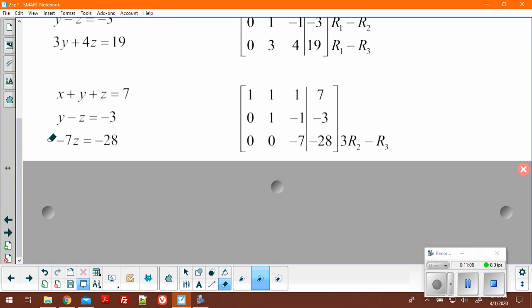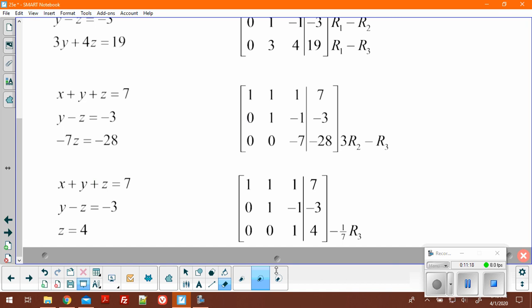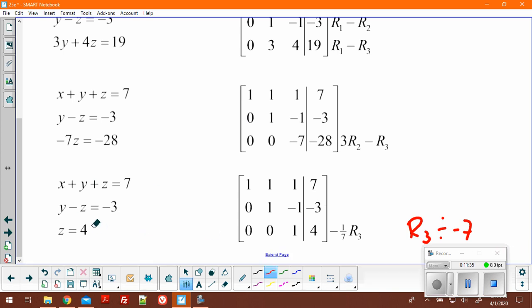What would be our next step in elimination? Well, I want to get the z by itself, so I need to get rid of this negative 7. So I divide both sides by negative 7. I wrote that as negative 1/7 row 3. Usually we write it in terms of multiplication. It wouldn't be the end of the world if you wrote row 3 divided by negative 7. That brought us to 1 and 4. So I've successfully solved for z, and that's equal to 4.